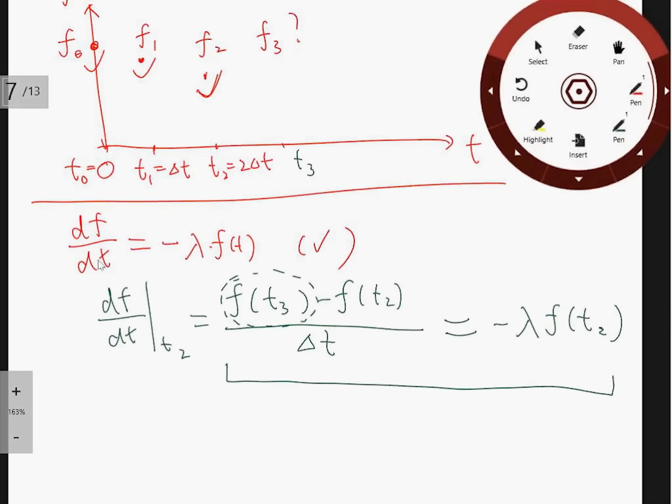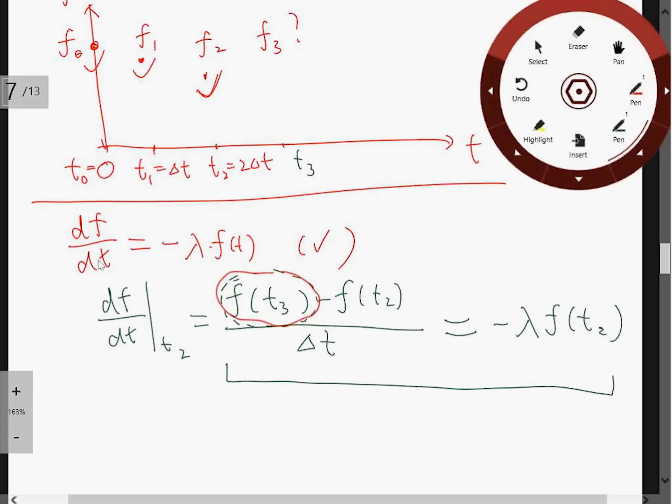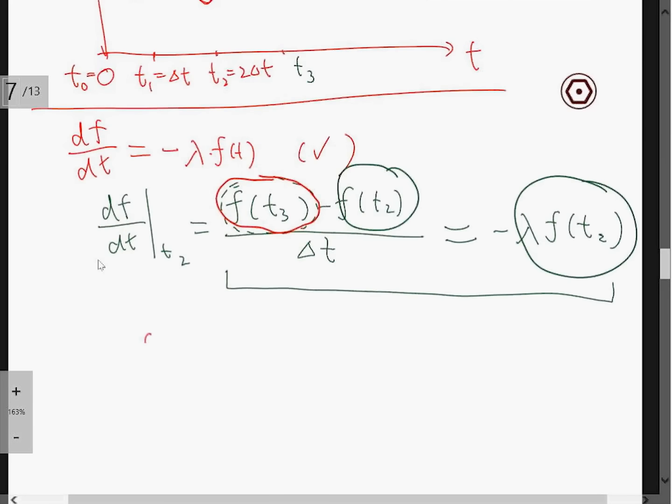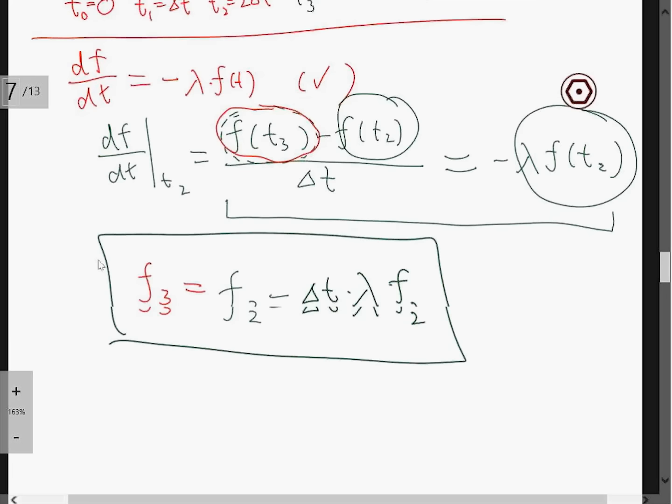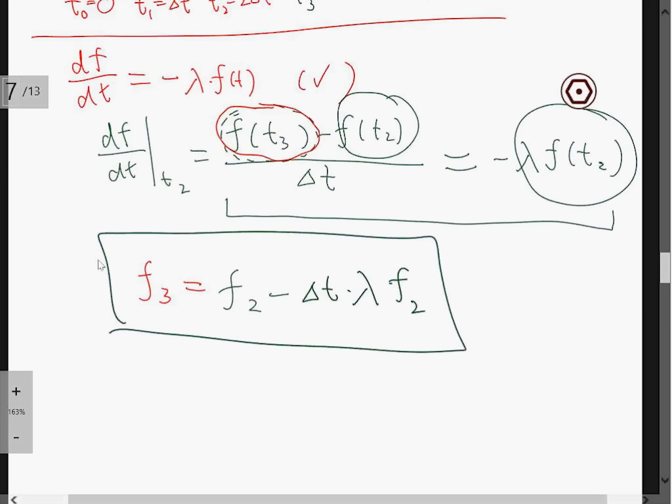So let me color this. This is unknown, this is known, and this is known. We can just move all the unknowns to one side. So f of T3, my F3, is equal to all the knowns on the other side: F of T2, which is F2, minus delta T times lambda times f of T2, which is F2. By doing this, I compute F3 out of F2.